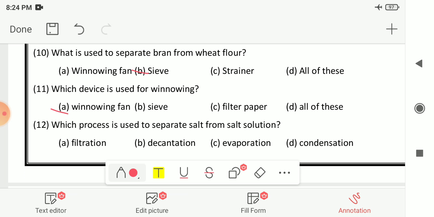Next, 12th number, which process is used to separate salt from the salt solution? So the options are filtration, decantation, evaporation and condensation. So here your answer is option C, that is evaporation is used to separate salt from the salt solution. By evaporation method we are heating the solution, so the water gets converted into steam and at the end we get the salt from the salt solution. So your answer is evaporation.